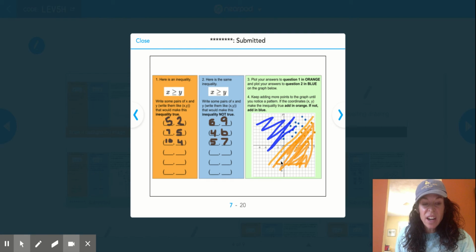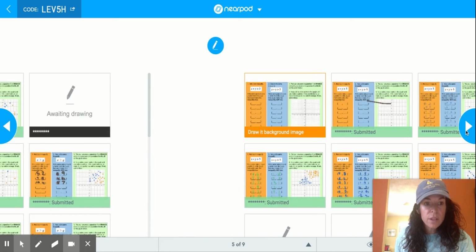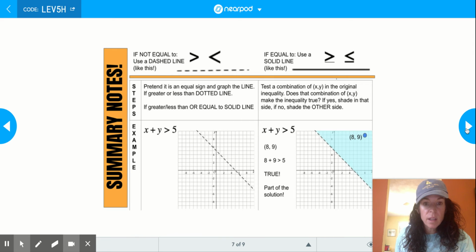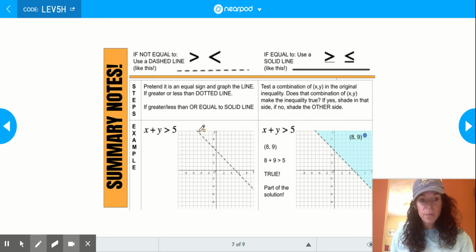All of the entire area will make that inequality true. So let's look at the steps of how to do that. The first step is going to be to graph the line. Now, that student just graphed a line of x equals y. Here, this line represented here is x plus y is greater than 5.